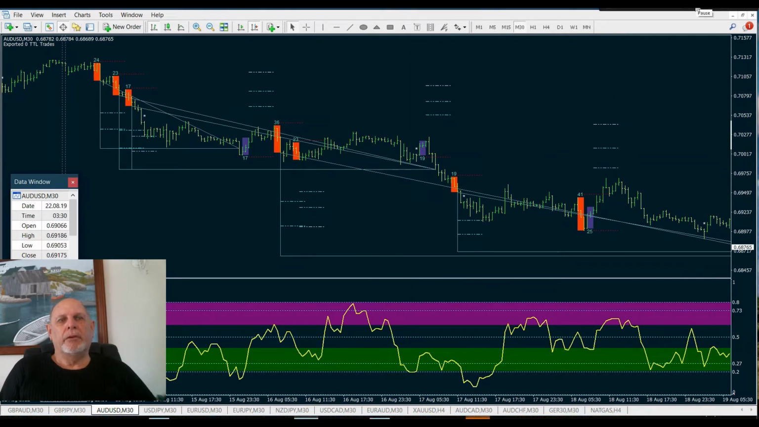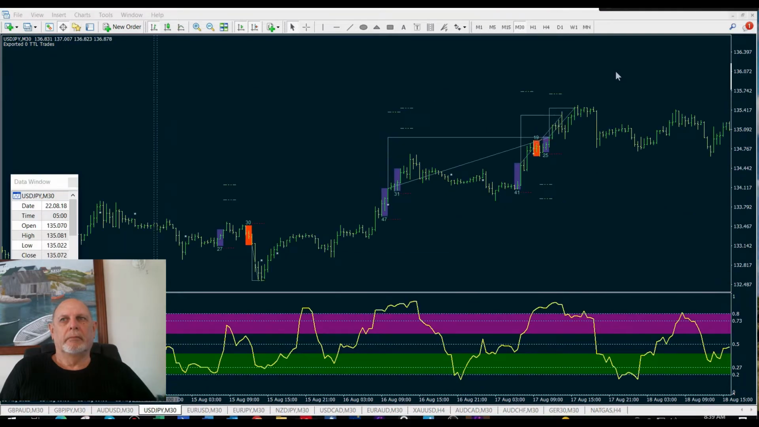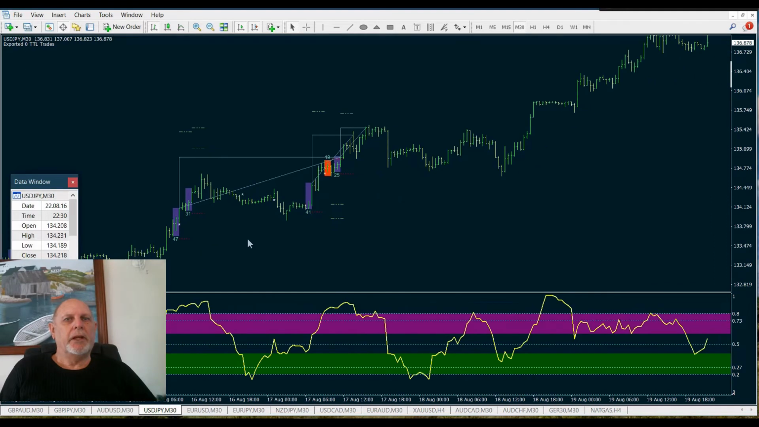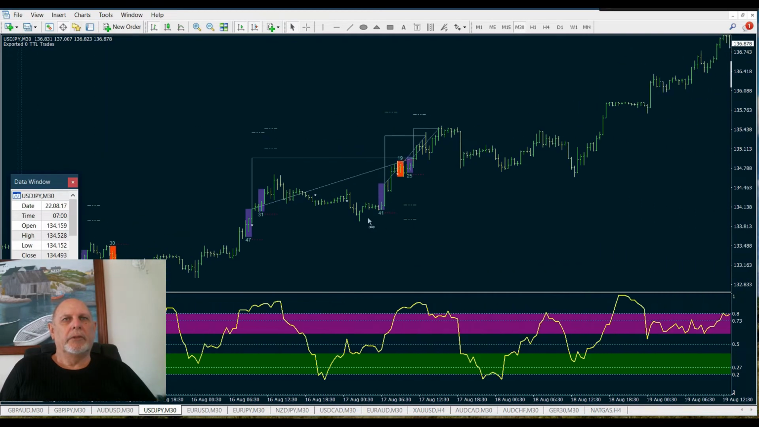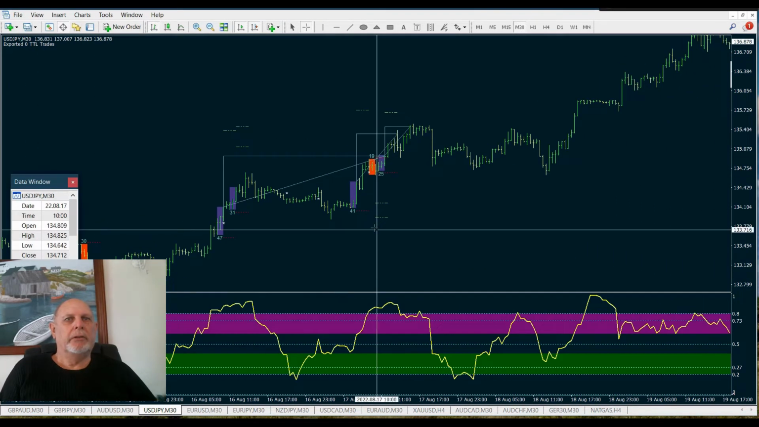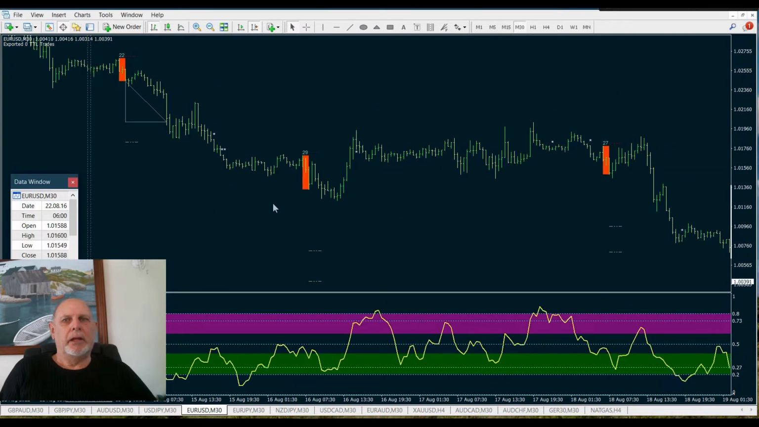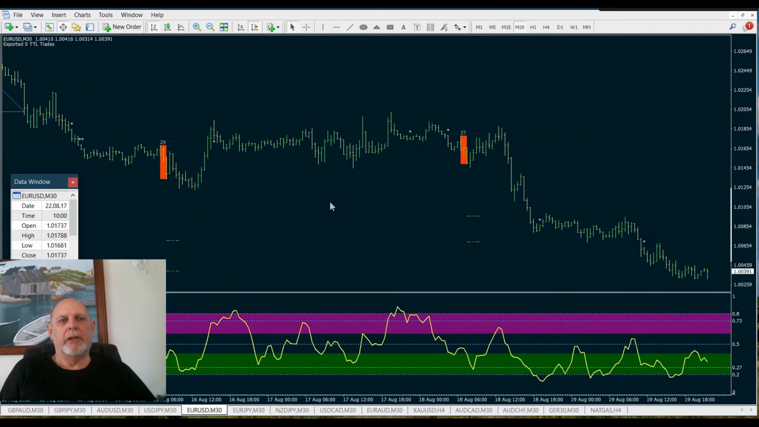We come through to the US dollar yen, and there's nothing in there that we can take advantage of. Totally slack. This one here is too far up. Next one we come to is the Euro USD, and again we've got nothing in here that we can make any sense out of.